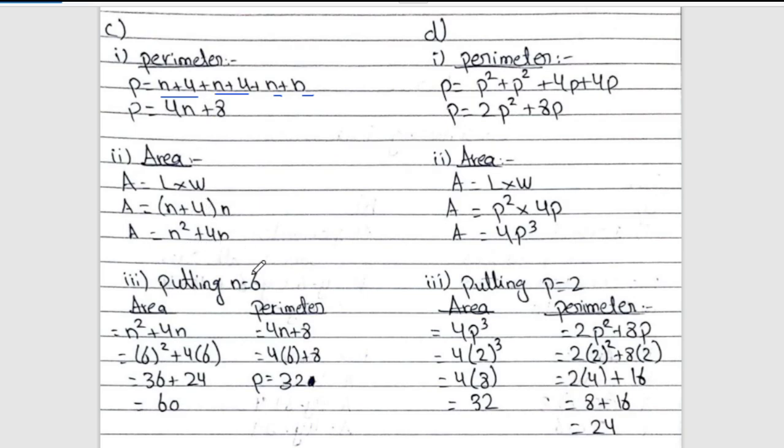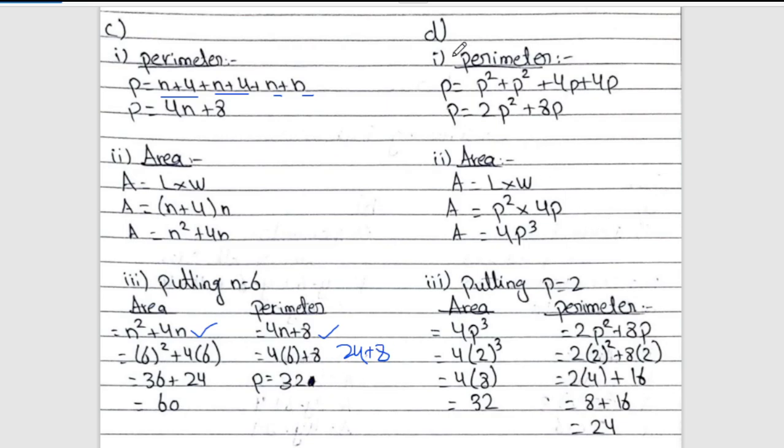By using 6 as the value of n and putting this 6 in these expressions, we can find the area. By putting 6 in these expressions, 6 square will be 36. 4 into 6 is 24. 36 plus 24 will be 60. For the perimeter, 4 into n, which is 6, 4 into 6 will be 24. 24 plus 8 is equal to 32.